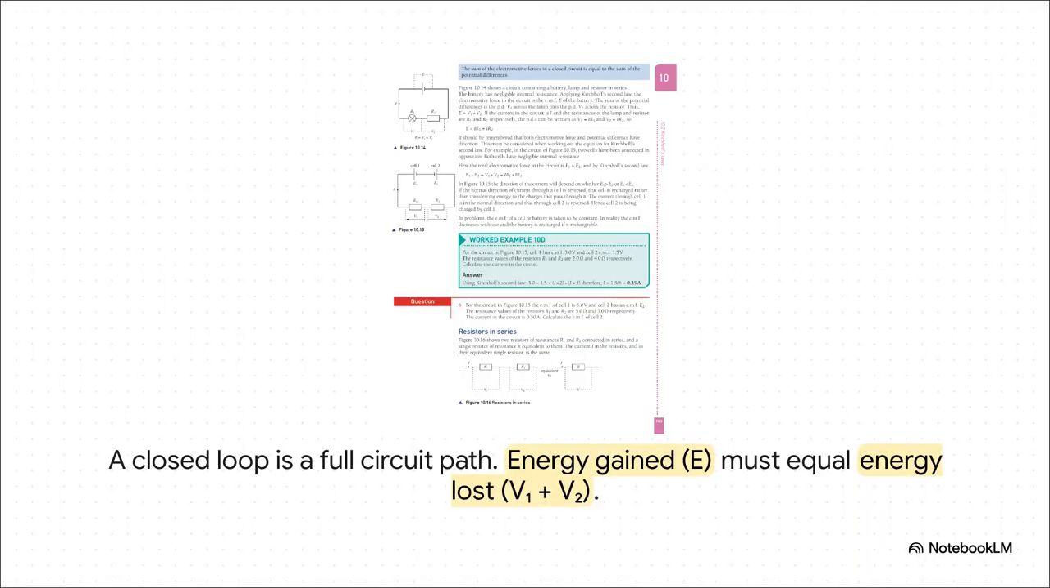So what do we mean by a loop? It's just any path that starts and ends at the same point, making a complete round trip. Look at this diagram. As a little bit of charge leaves the battery, it gets a kick of energy E. As it goes around the loop, it drops off some energy at the first resistor, V1, and the rest at the second one, V2. By the time it gets back to the battery, it's used up all the energy it was given. The total gain equals the total loss.